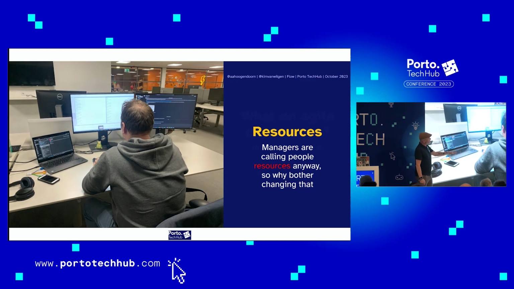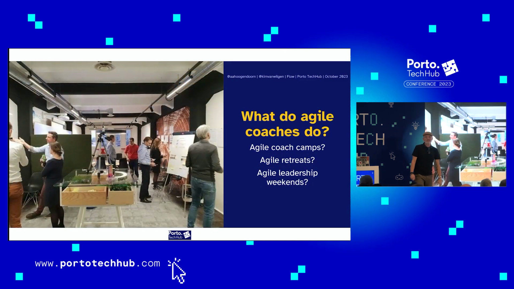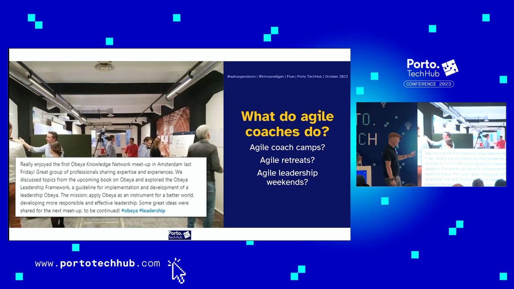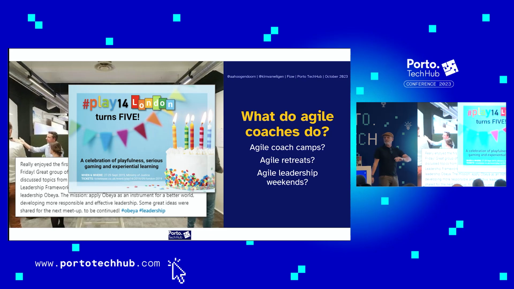And then there are all these Scrum Masters and Agile coaches, and I'm always wondering what these people do. Now, I'll tell you what they do. They go to Agile coach camps. Agile retreats, in weekends, of course, because nobody wants to. Agile leadership weekends. So they go to do stuff like this, right? And I actually know people in this picture. It's kind of weird. So they go to Obeya Knowledge Networks meetups. I don't know what it is, actually, but what they do is they play games. They made us play games.